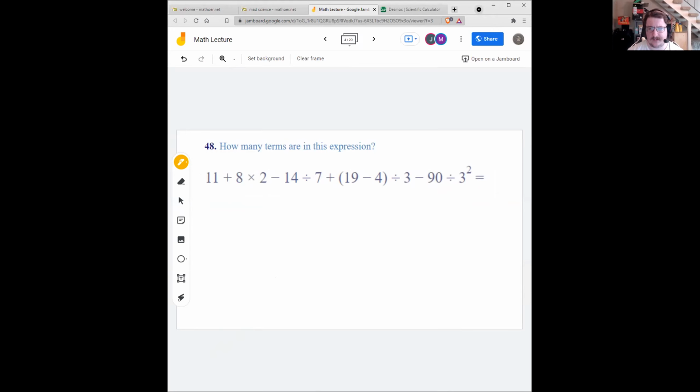It'd be 4. Okay, how big is the first one? It's up until 11 plus 8 times 2. That would be the first term. Or, this is 2 terms. 11 is its own term. 8 times 2 is the term. What's the next one? Up until 14 divided by 7. The next one? Up until 19 minus 4 in parentheses divided by 3. And then that's the last one. Everyone agree? So actually 5 different terms.